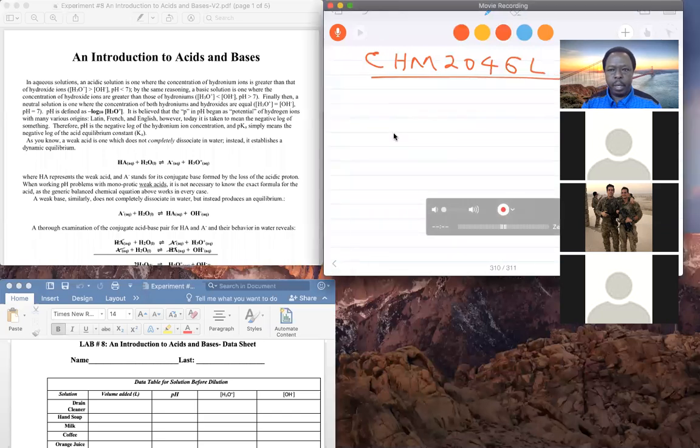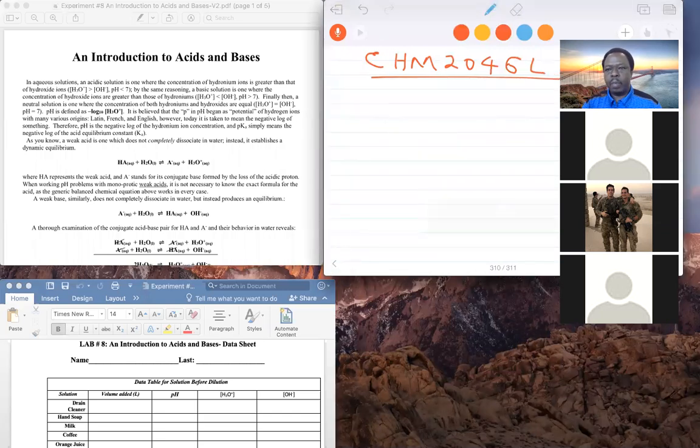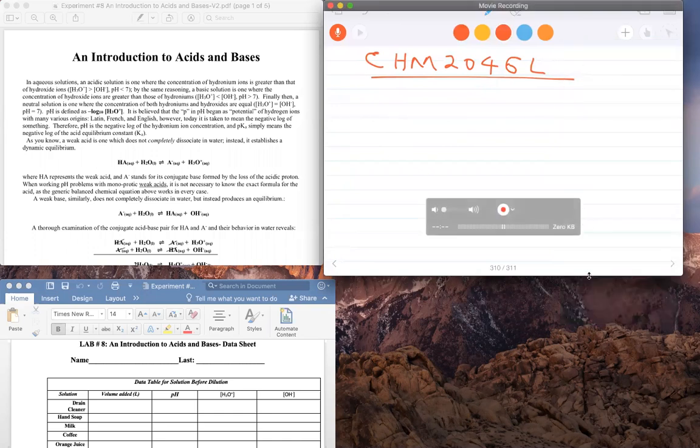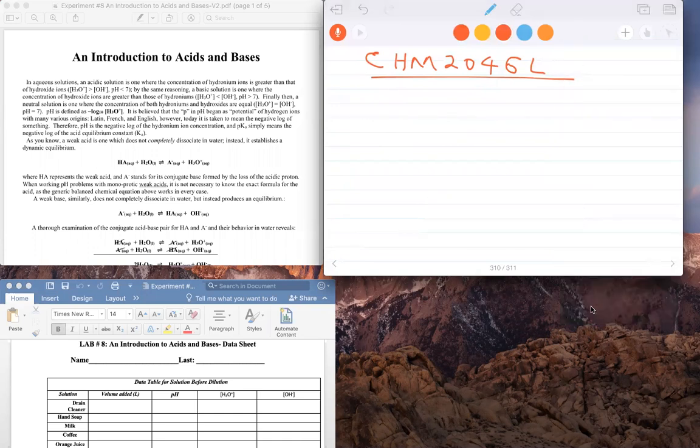Probably you only know one version of the definition of an acid or a base. Allow me to share my screen here so that I show you the whiteboard and what you need to know as far as acids and bases are concerned. When we look at acids, you should have three versions.